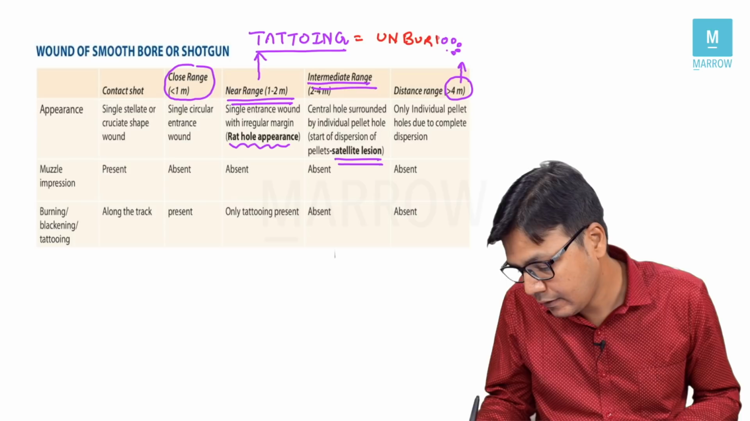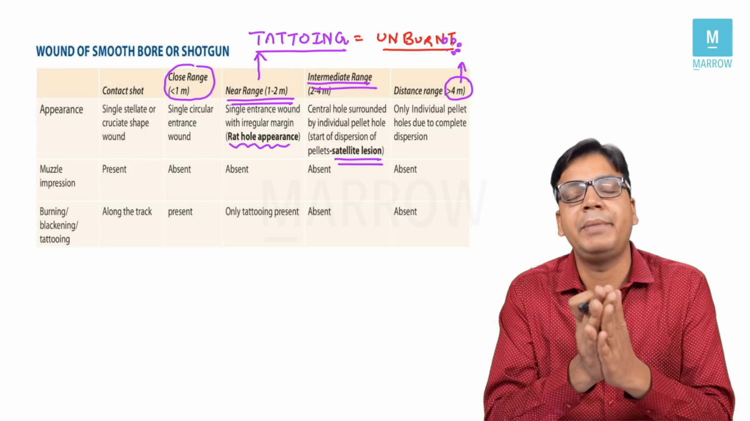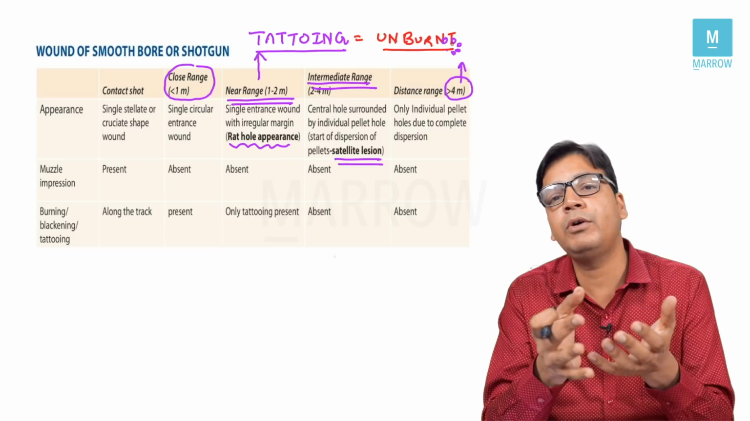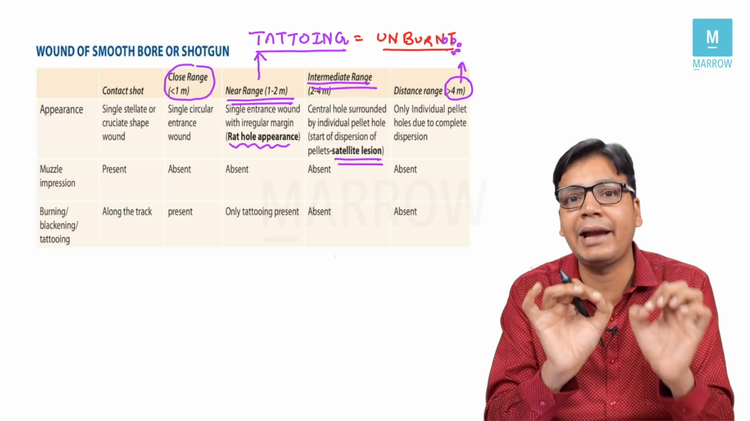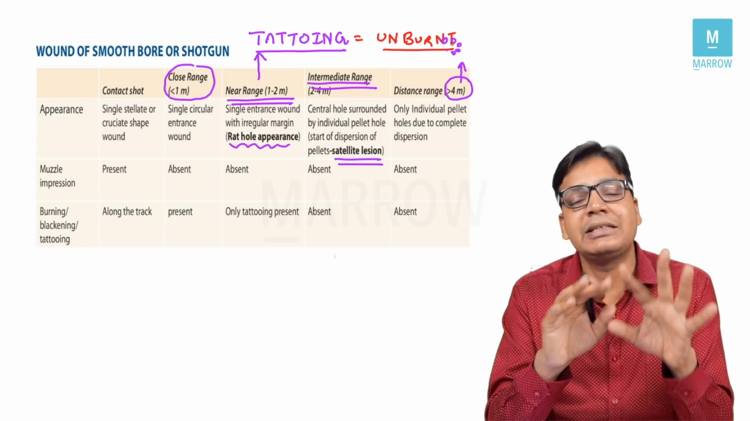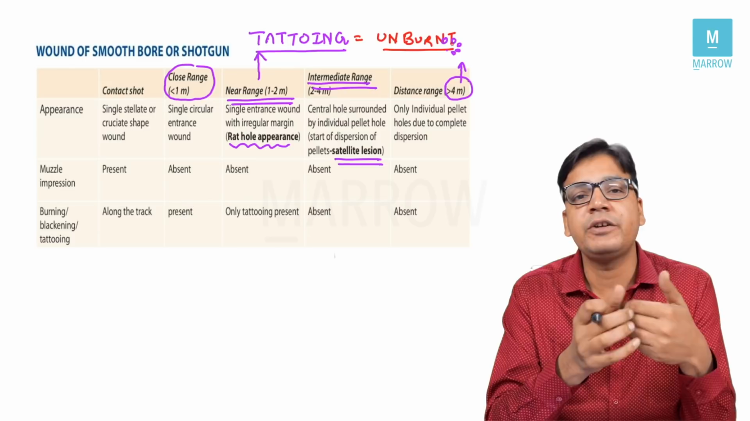It means, sir, gunpowder has two important mechanisms. What happens from gunpowder? Firstly, smoke comes out from gunpowder. What is the color of smoke? It is black color. When the black color is deposited surrounding the entry wound, it is known as blackening. But when unburnt gunpowder goes inside the skin surrounding the entry wound, it is known as tattooing. So this is the basic difference. Blackening is because of smoke of gunpowder and tattooing is because of unburnt gunpowder deposition.